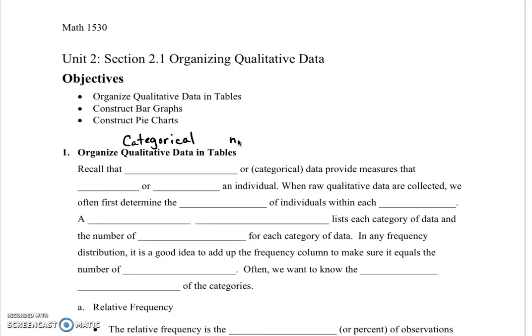And remember, that's names, labels, that kind of data. So, filling in here, qualitative or categorical data provide measures that categorize or classify an individual.